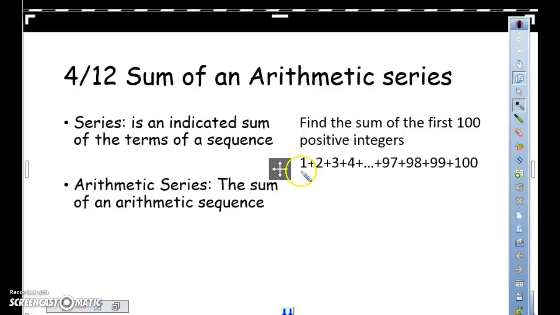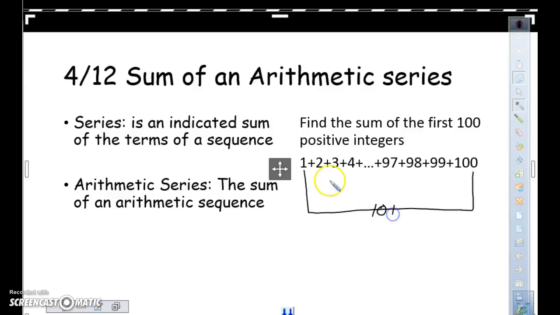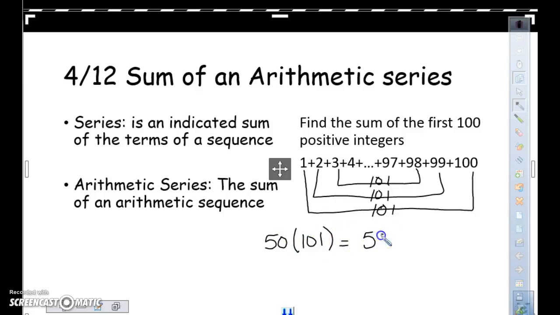All right, so what Gauss decided in elementary school, when the teacher told the kids to add up the first 100 numbers, was to do it a little bit differently. He added the first and the last number together and got 101. And then he added the second number and the second to last. If we kept doing that and pairing them up, we would have 101 every time, and there would be 50 pairs of those. And so the sum is 5,050.